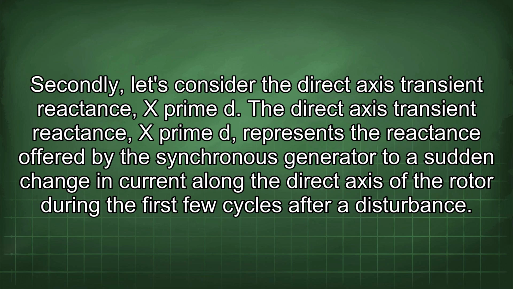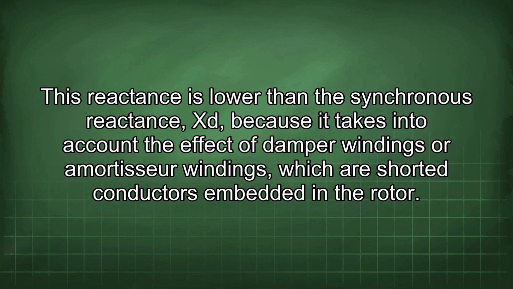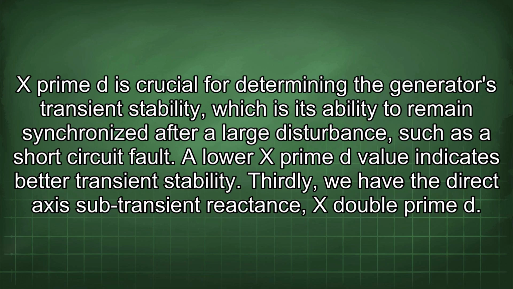The direct axis transient reactance, X prime D, represents the reactance offered by the synchronous generator to a sudden change in current along the direct axis of the rotor during the first few cycles after a disturbance. This reactance is lower than the synchronous reactance, XD, because it takes into account the effect of damper windings or amortisseur windings, which are shorted conductors embedded in the rotor. X prime D is crucial for determining the generator's transient stability, which is its ability to remain synchronized after a large disturbance, such as a short-circuit fault. A lower X prime D value indicates better transient stability.